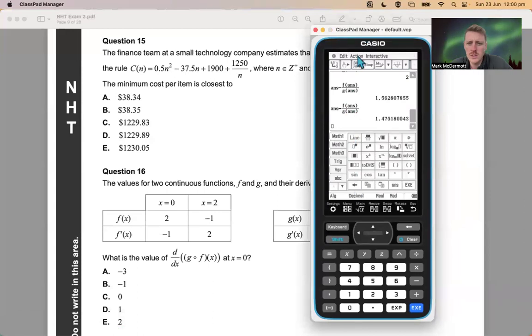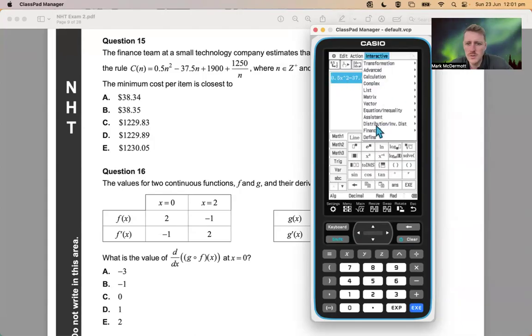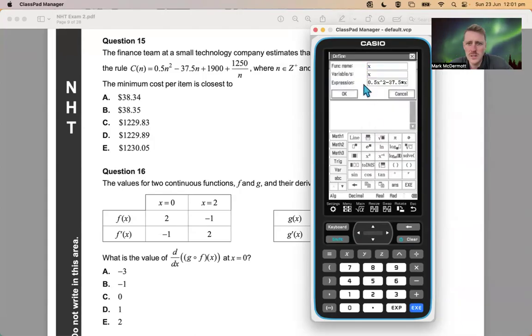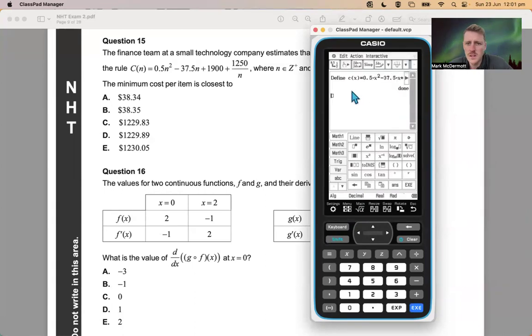You're going to want to define this in your calculator. So you're going to do 0.5 x squared minus 37.5 times x plus 1900 plus 1250 on x. Now, I think, let's define that firstly. Let's define that as c of x. Okay.